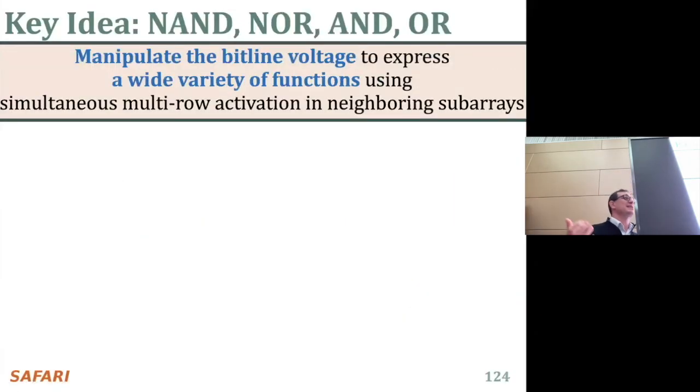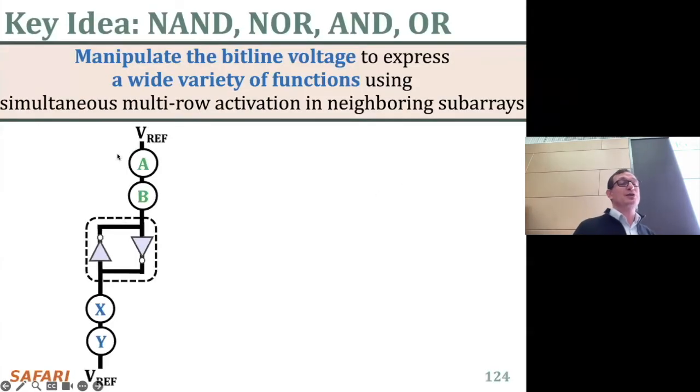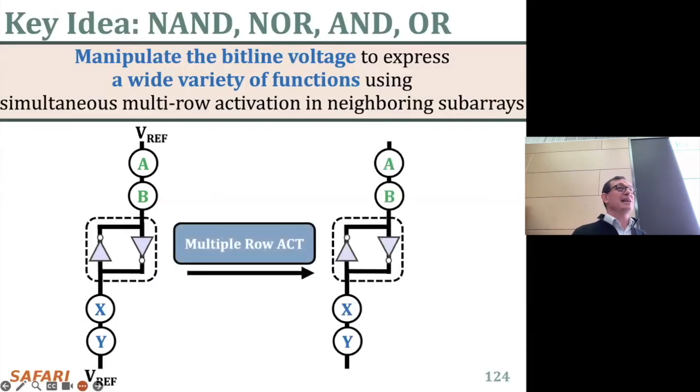Now, the more difficult part is more complex functions like NAND, NOR, AND, and OR. Essentially, here you can manipulate the bitline voltage. So assume that you have two subarrays. I'm showing you only 2 rows over here and 2 rows over here. You concurrently activate all of them by violating timing parameters in the memory controller. There's a specific way of doing this. What you get at the circuit level is the average voltage of A and B over here, and the average voltage of X and Y over here. And the sense amplifier computes the function of whether the average voltage over here is greater than the average voltage over here.